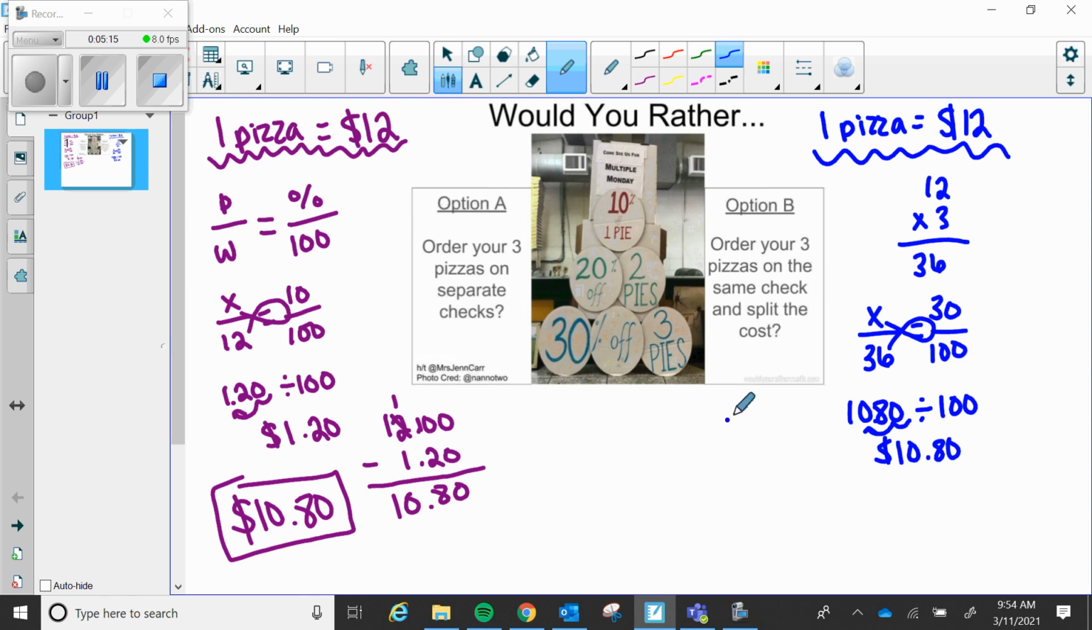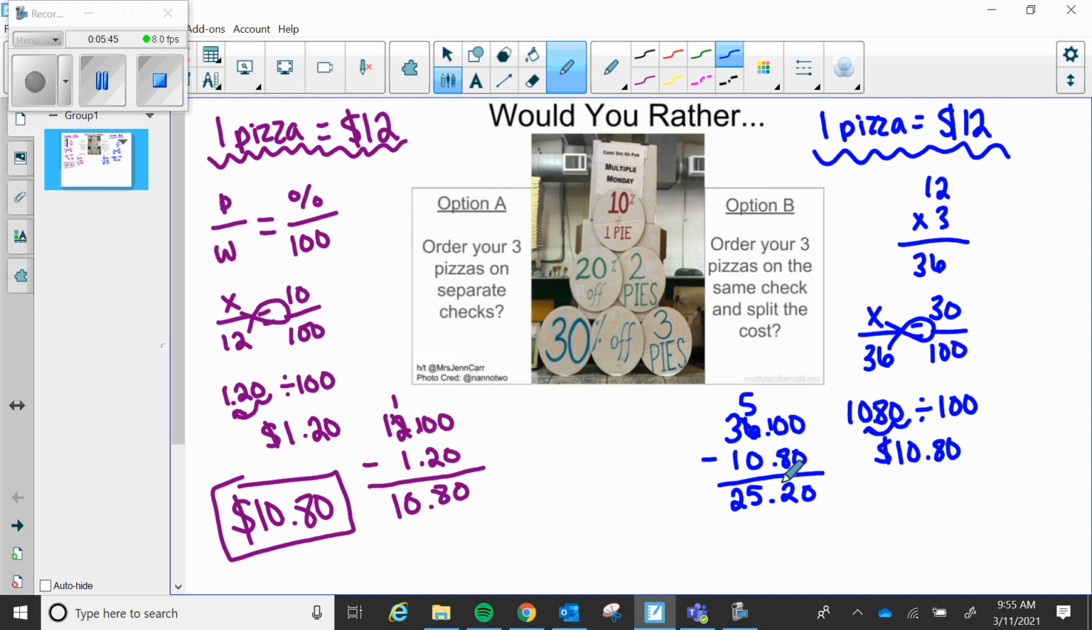So I'm going to need to subtract again. So 36 minus $10.80. That'll give me a 0. I need to borrow. I'll make that a 10. 10 minus 8 is 2. 5 minus 0 is 5. 3 minus 1 is 2. So in this part, we could stop.